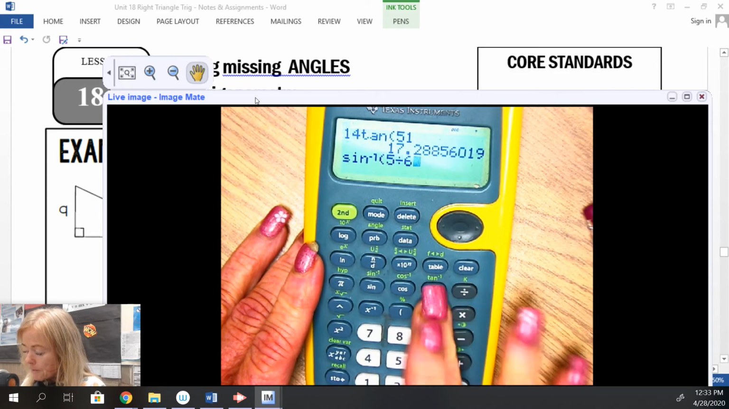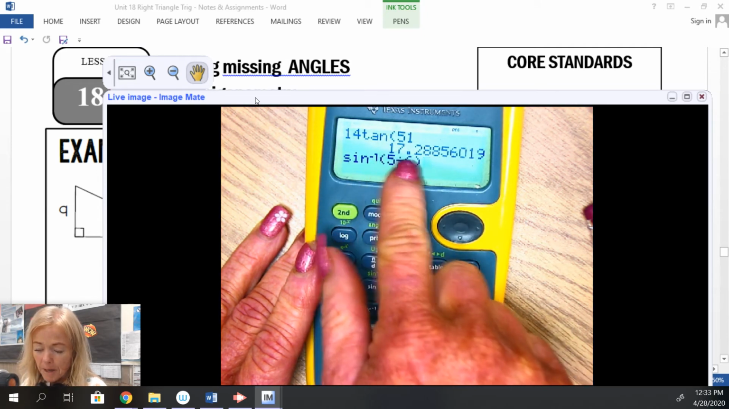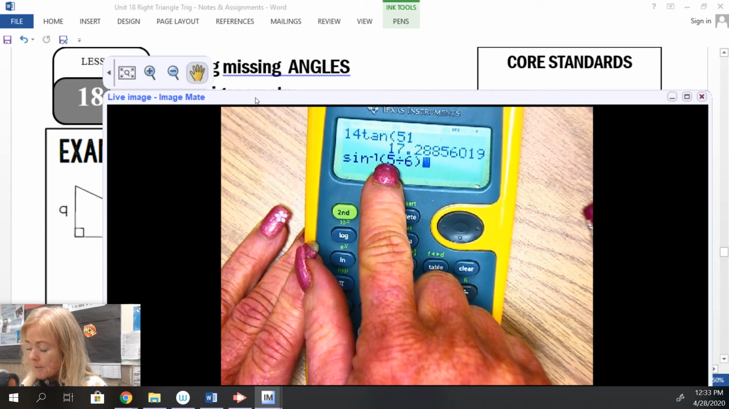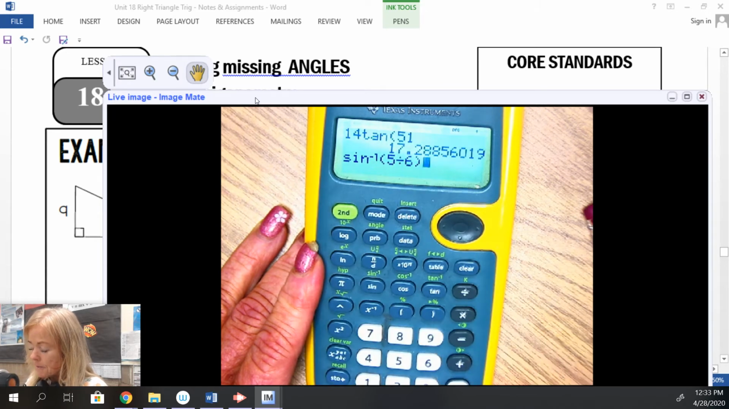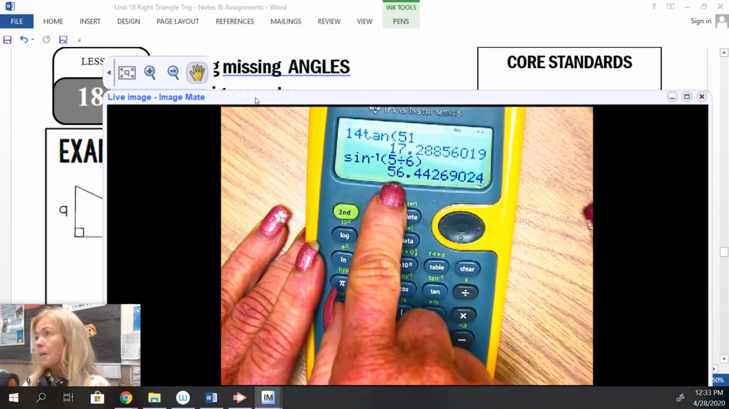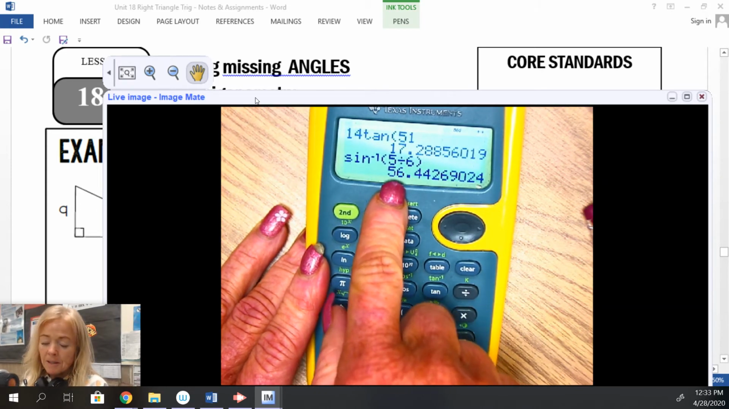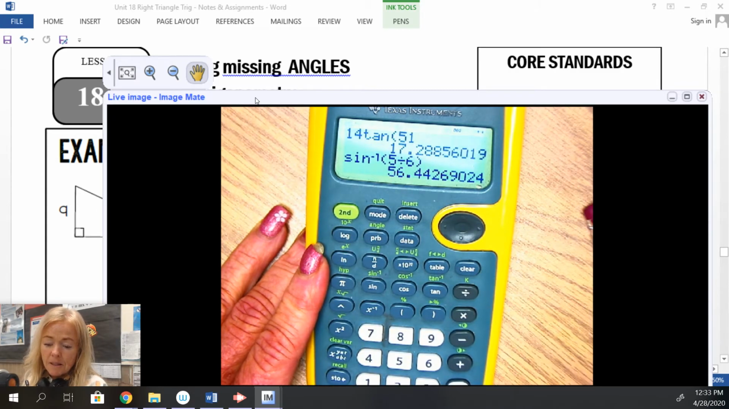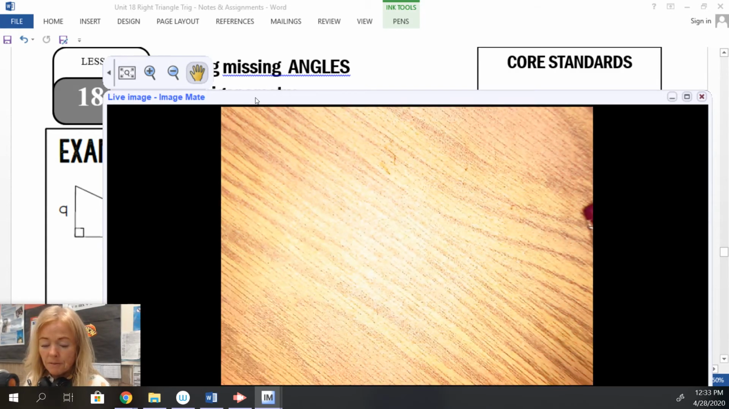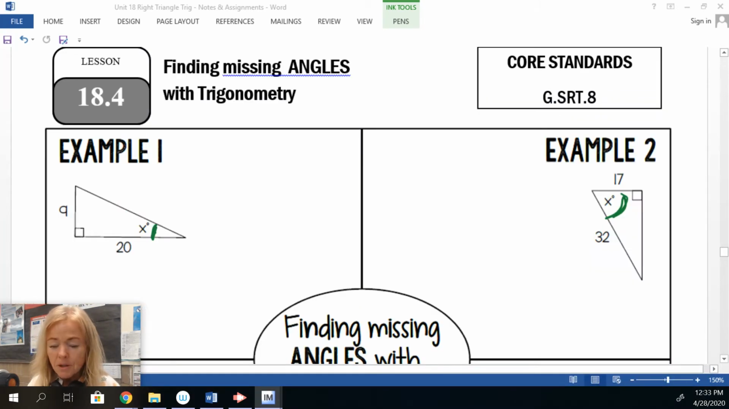So if I'm looking for a sine inverse with this ratio of sides, opposite over hypotenuse, and I use the sine inverse, when I hit enter, I'm going to get an angle. It'll be an acute angle, less than 90 and greater than 0, but in this case it's 56 degrees. That tells me the angle if the ratio of the sides of the triangle happens to be 5 over 6. So that's missing angles with trigonometry.